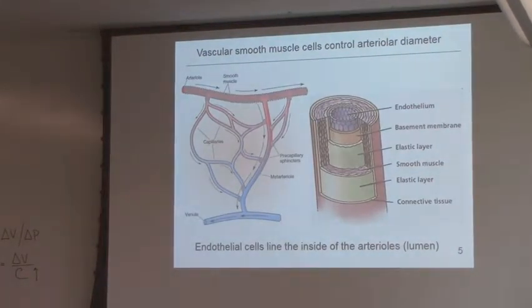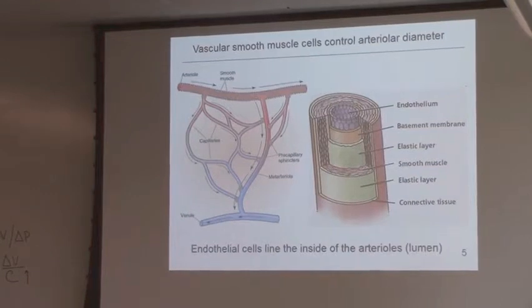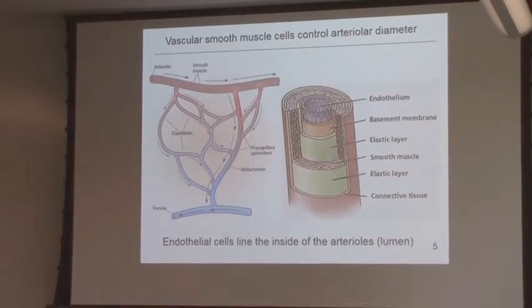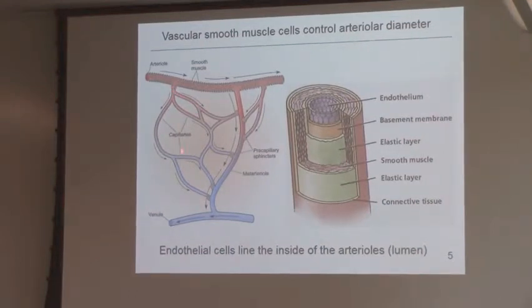So let's talk about arterioles. Here is a cartoon of an arteriole, a tiny artery that has branched off of a bigger artery. And it is giving rise to a network of capillaries that is providing nutrients, oxygen and nutrients, to some tissue, let's just say muscle, and it's receiving waste products from that muscle. The blood is flowing very slowly through these capillaries into a tiny vein called a venule.